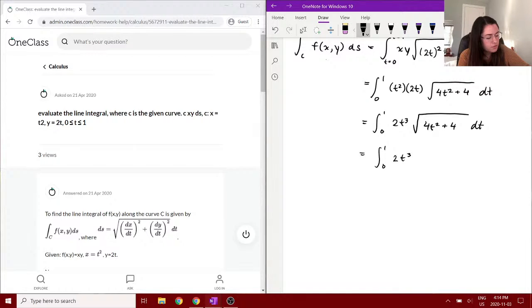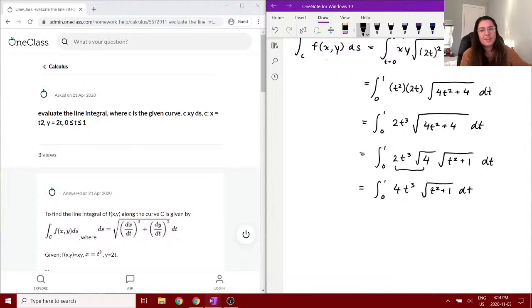So I'm writing this out in a lot of steps so that you can see exactly what's going on here. Actually 1 dt. Yep, and we know the square root of 4 is just 2. So writing this again, we have 2 times 2, which is 4, times the square root of t squared plus 1 dt.